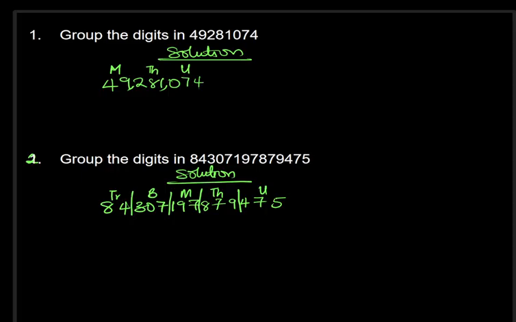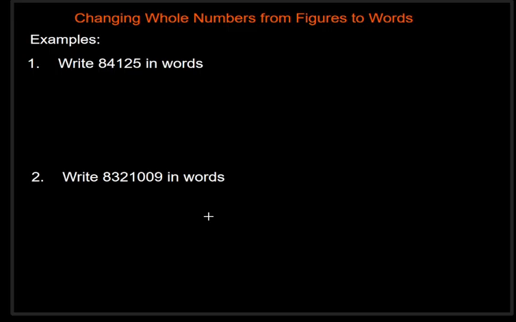It's different from place values. Okay, so we are going to see how to apply these groupings that we've learned. So we move to changing whole numbers from figures to words. What do we call figures? Now the normal numbers we've been seeing, these are figures. For example, the 84125, this number is in figure right now. So we are now to change it to words. Words, like reading it using the English language, is what we call in words.